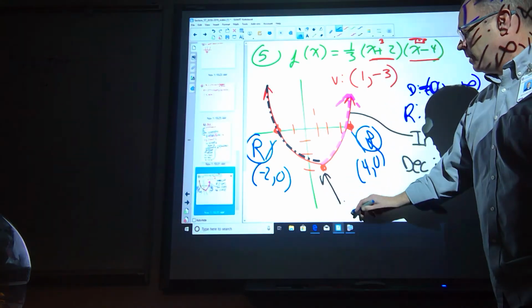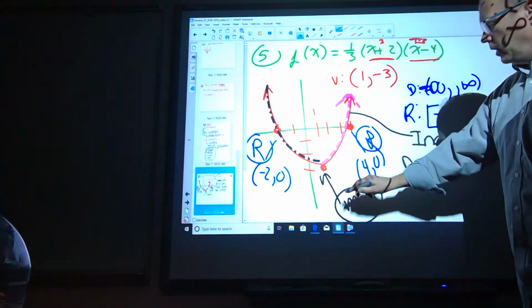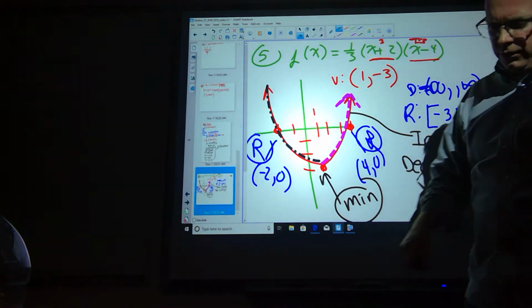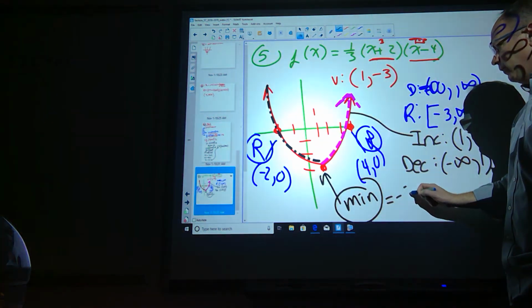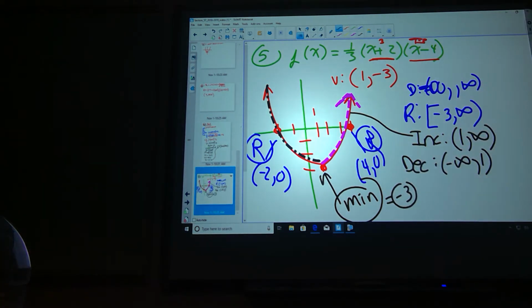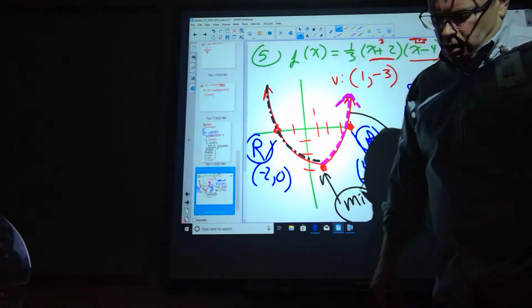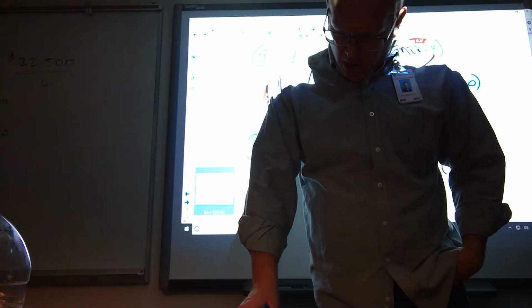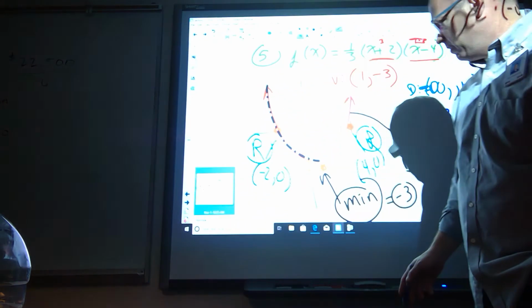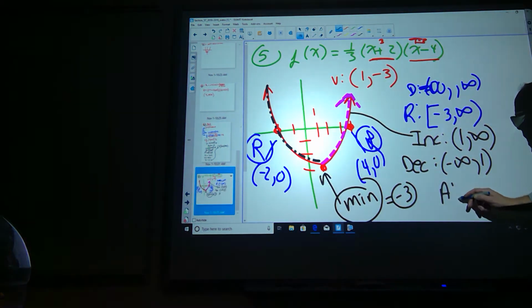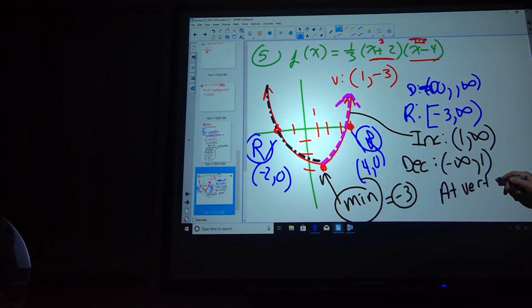Well, this is a minimum. What is the minimum? It is actually negative 3. The minimum is equal to negative 3. So you use the y value to discuss the minimum. And then where does this value occur? It occurs at the vertex, which is 1 comma negative 3. So does it occur at 1? Yes.